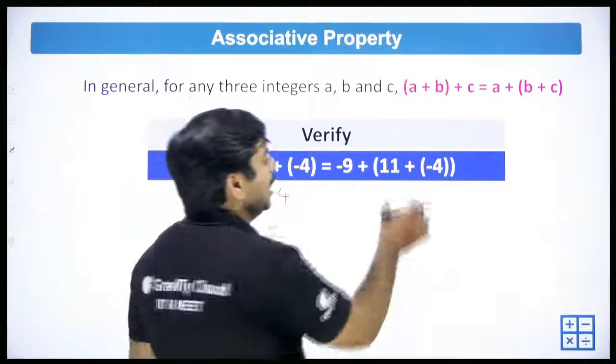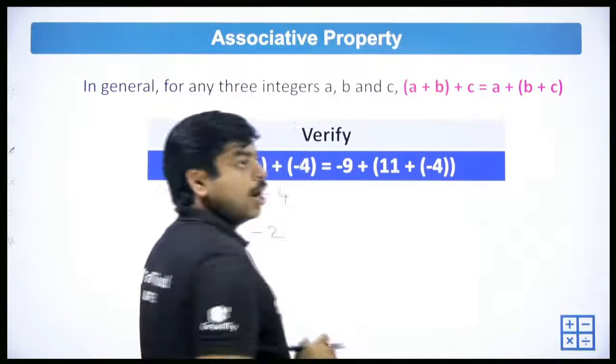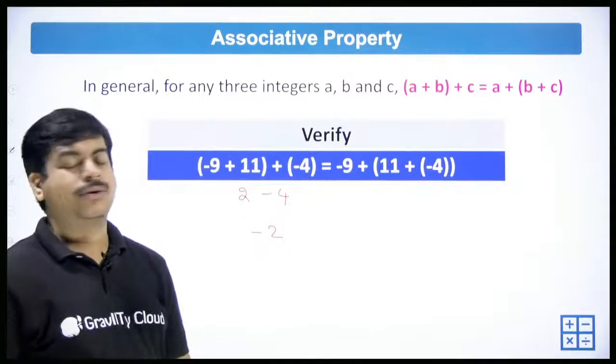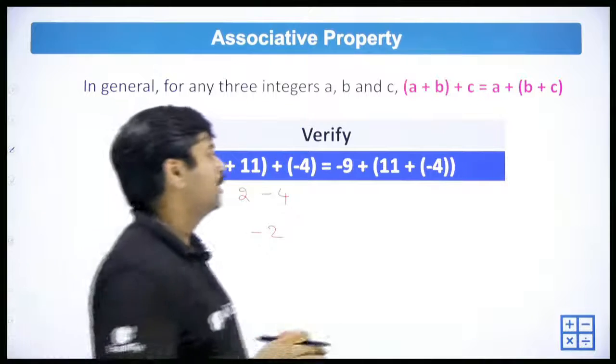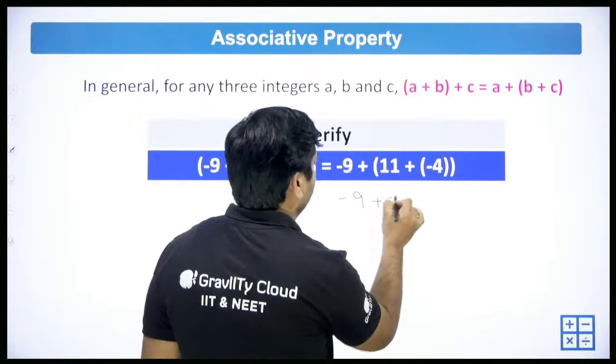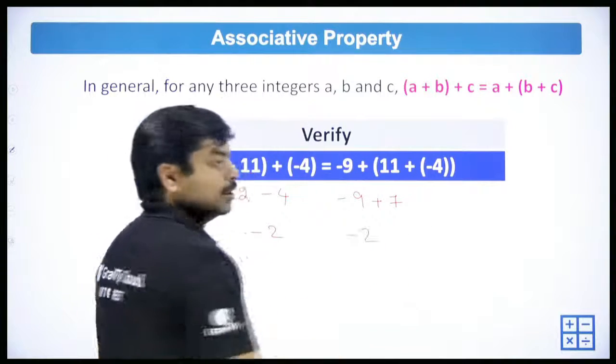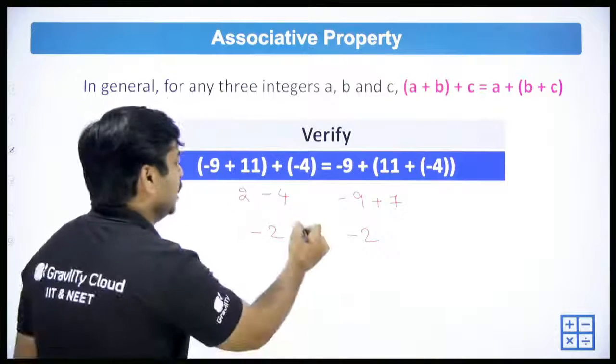What about the other one? First let us discuss 11 minus 4. How much is 11 minus 4? 7. So what we are getting is minus 9 plus 7. What is minus 9 plus 7? It is minus 2. So are these two the same? Yes, these two are equal.